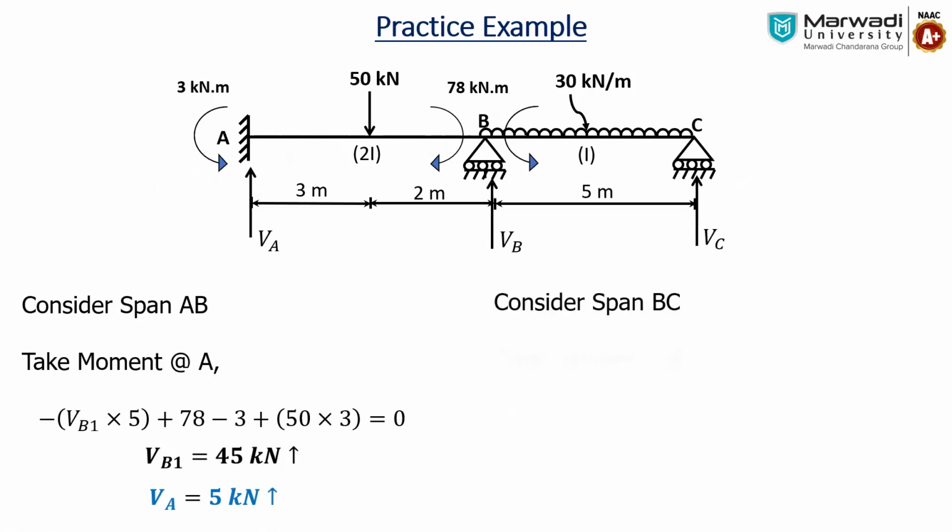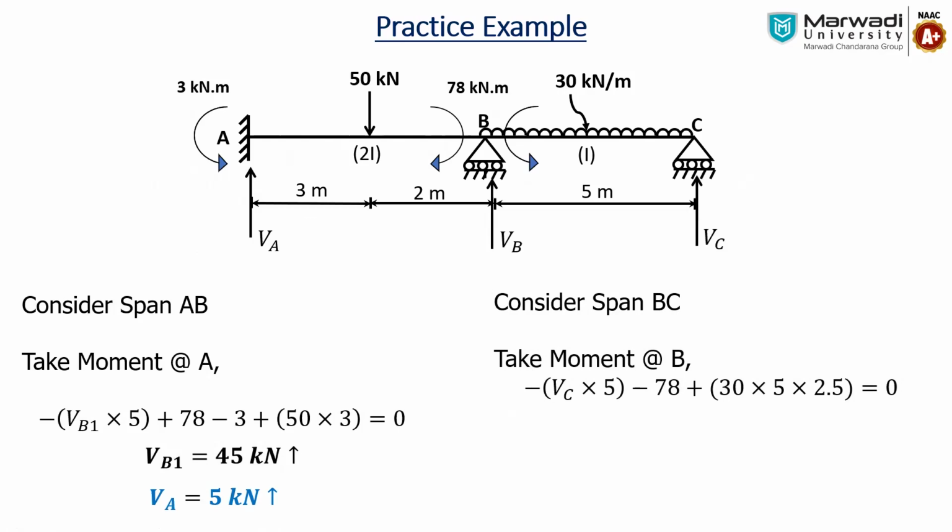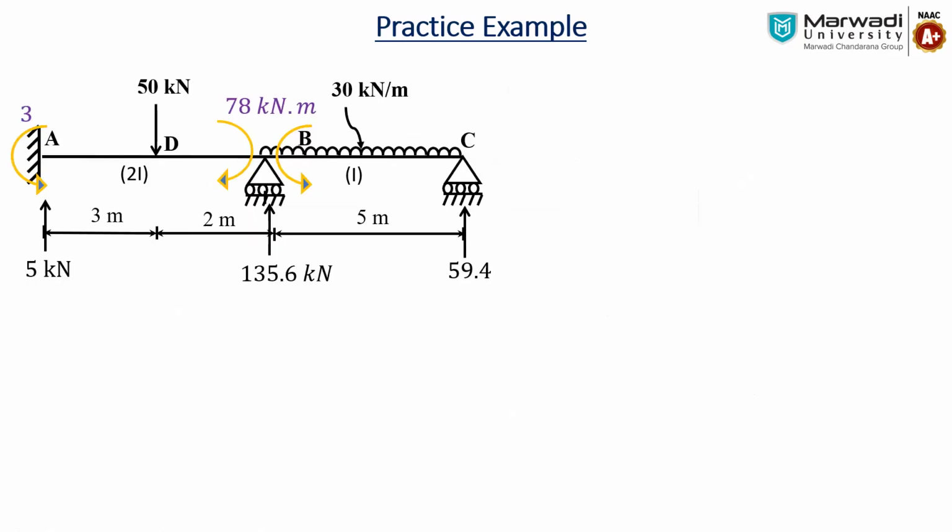Similarly, we have to find out the support reaction for BC. We will take the moment about B. So what we will get? Minus VC into 5, minus 78 plus 30 into 5 into 2.5. So we'll get VC equal to 59.4. Total load is 30 into 5, so 150 minus 59.4, that is VB2 equal to 90.6. If we do the summation of VB1 and VB2, we get the total reaction VB, which is 135.6.